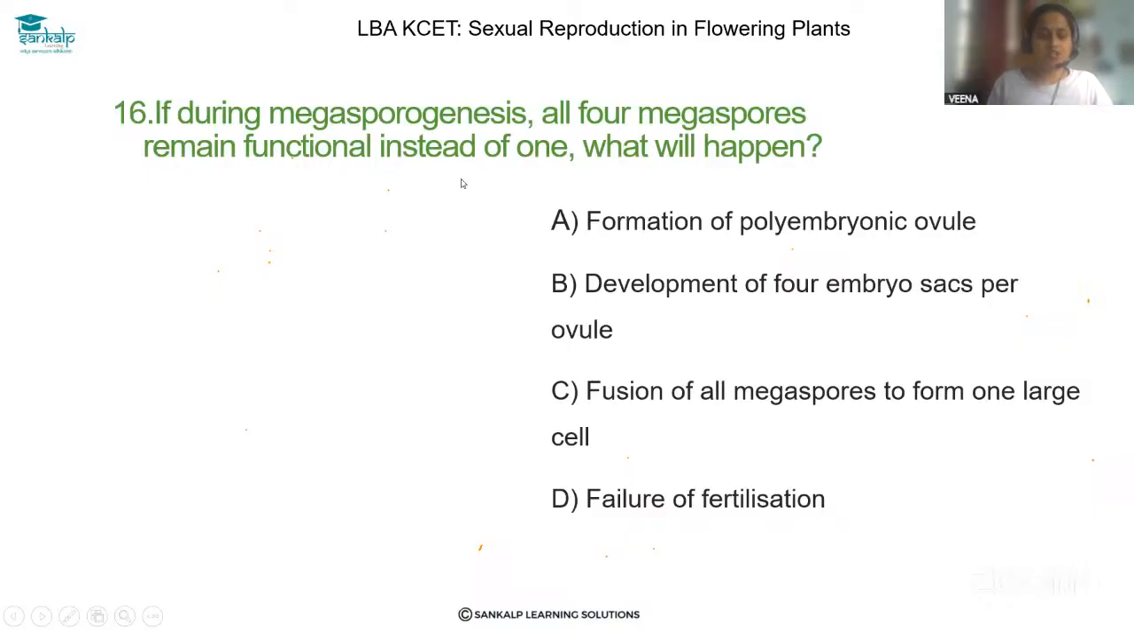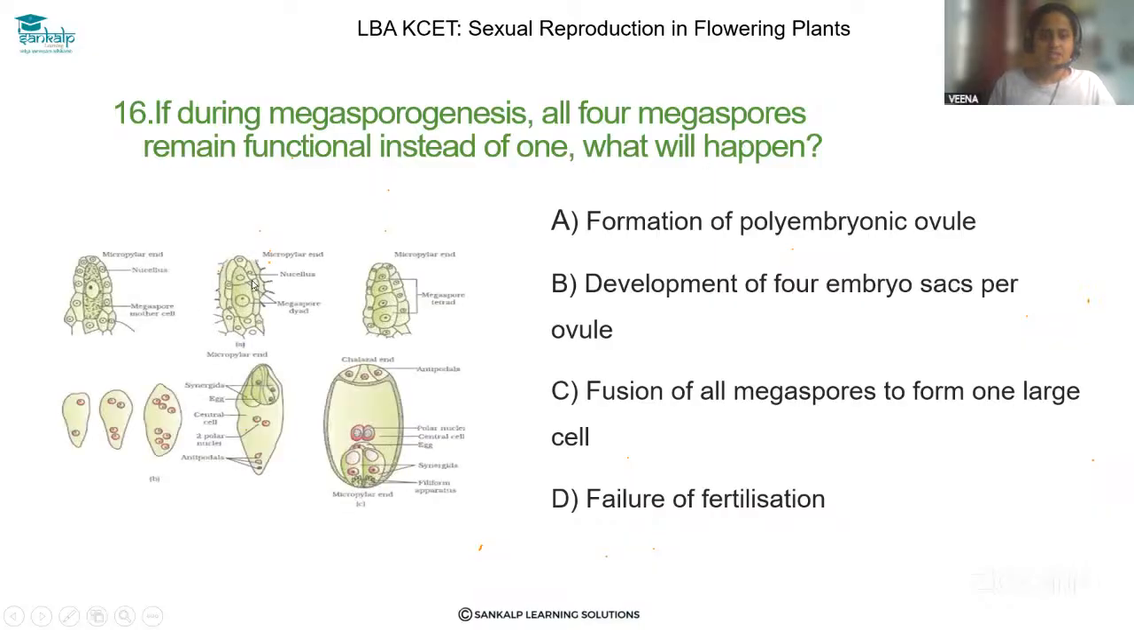Let's solve question 16. If during megasporogenesis all four megaspores remain functional instead of one, what will happen? Dear children, let's observe the structure. Here this is the megasporogenesis process taking place in the female reproductive part of the flower.